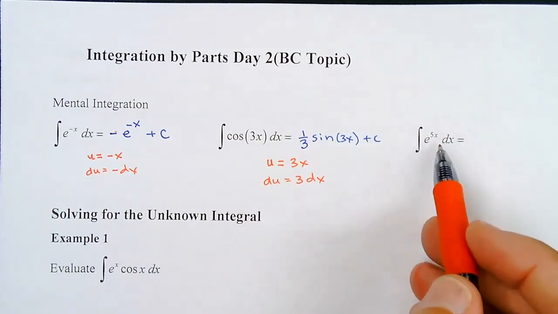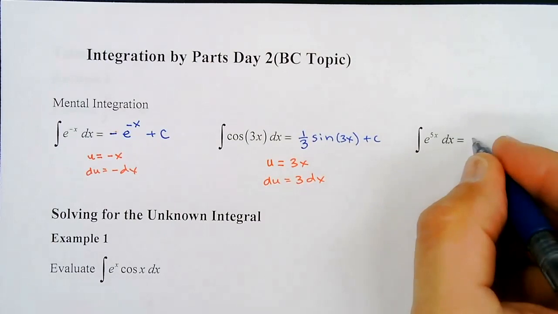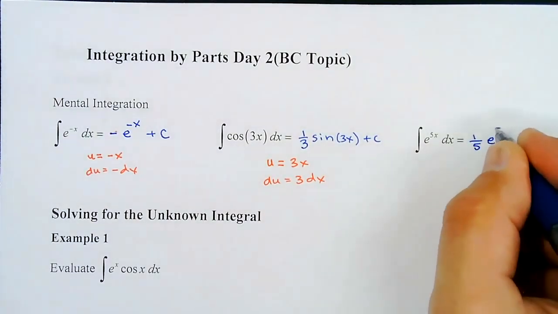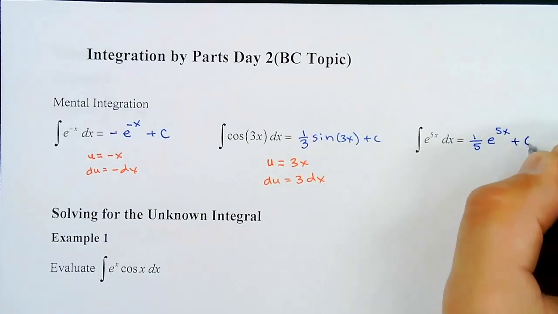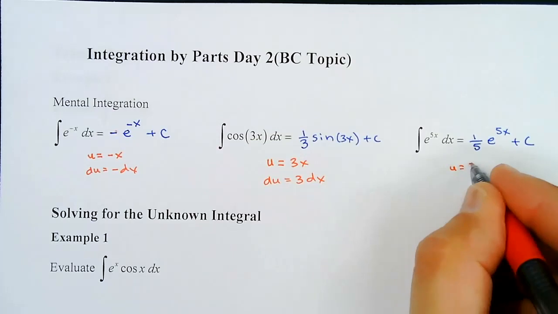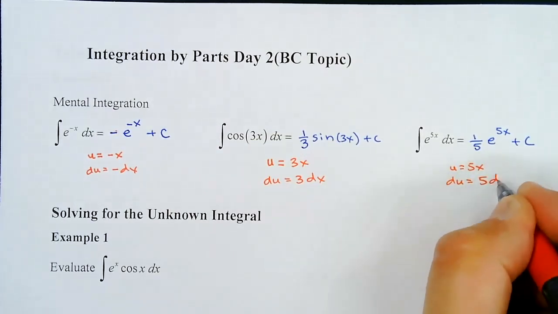Similar here, e to the 5x, okay? So we're going to let u be 5x in our mind, and then the derivative of that would be 5 dx. So to get the 5 dx, I'm also going to need to multiply by 1/5, and that 1/5 is going to show up in my answer. So this would be 1/5 e to the 5x plus some constant c. Again, it's because we're letting u equal 5x, and du would be 5 dx.